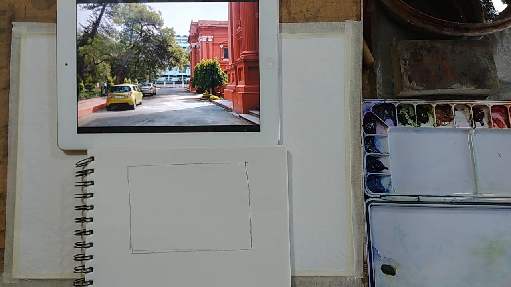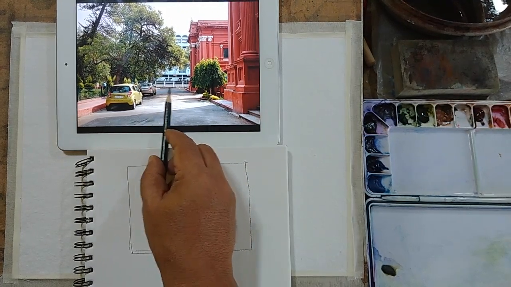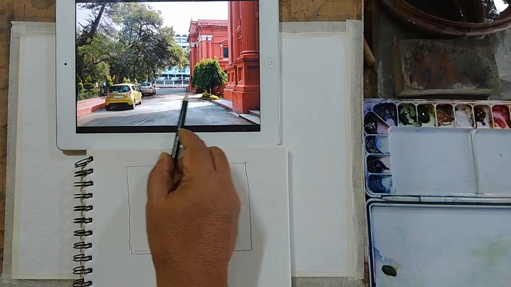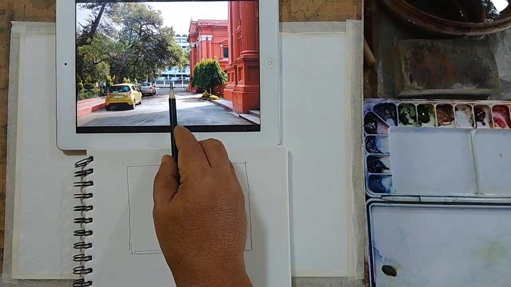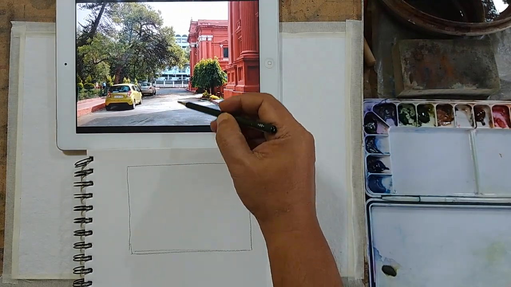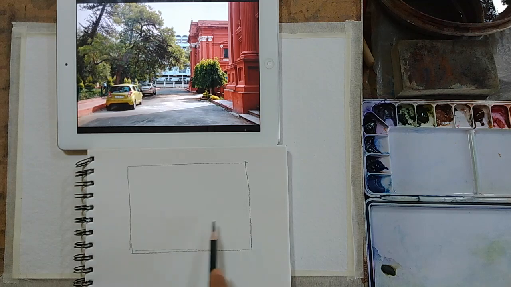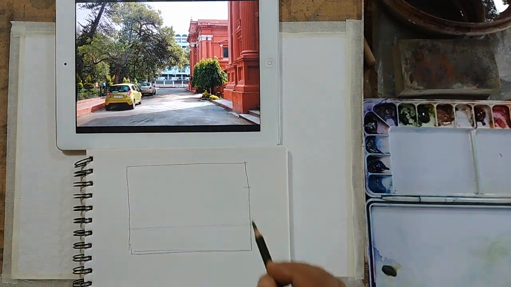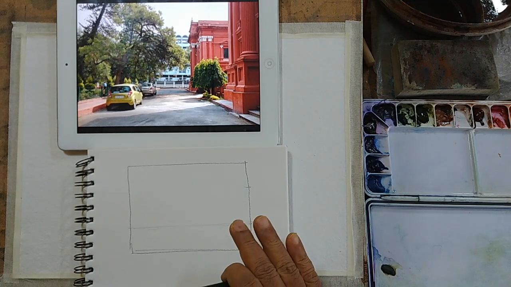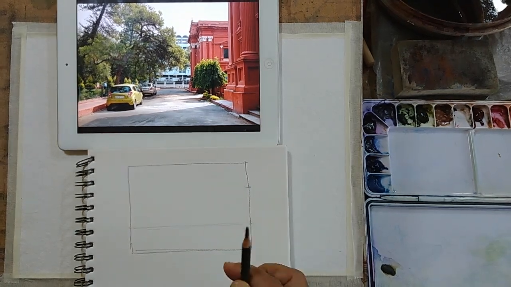Right, now this is one of the key lines I am interested in: where the ground line is, basically. If you really see, the distance from here to here is maybe one third of the paper. This is a rough judgment, so you don't have to take your scale and measure it. It is approximately here, right? I'm just trying to ensure that the major shapes are placed with their proper placement and size.